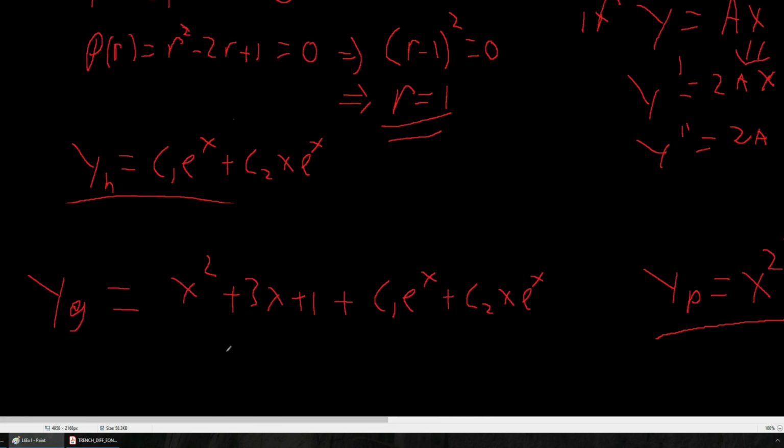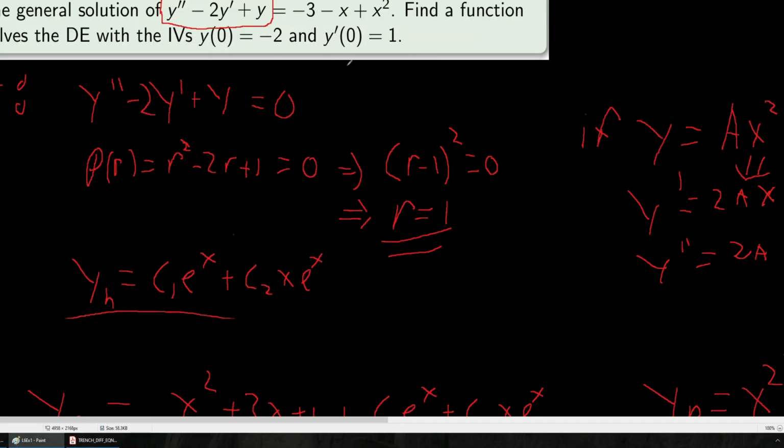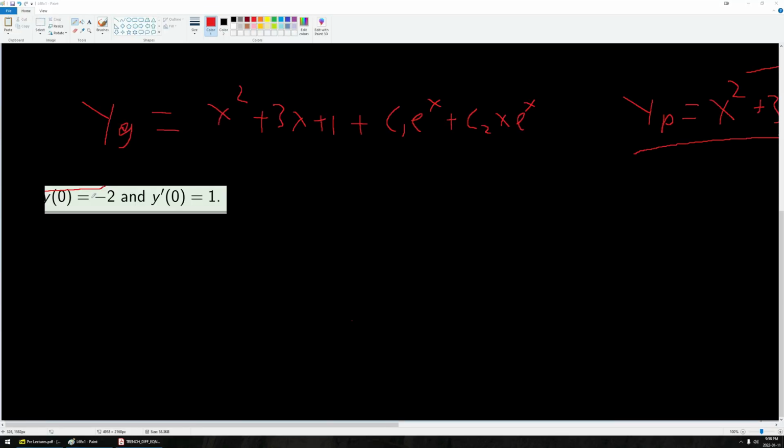Okay, pretty straightforward. For the second bit, we want to apply these two initial conditions here. That's also pretty straightforward. Applying these conditions, all I do is plug in 0 and set the equation equal to 2, and then take the derivative, plug in 0 and set it equal to 1. So let's just do this work here and speed it up so you don't have to sit through all the little details.